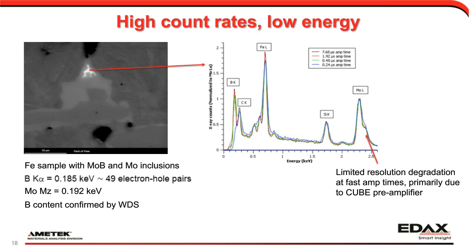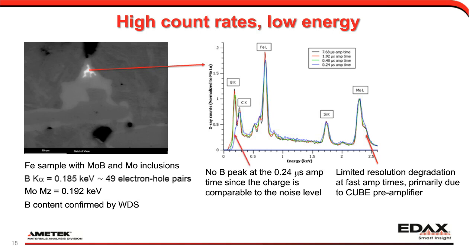The second problem we encounter, and that was also a question I could see, is that when you go to the 0.24, there's no boron in the spectrum. That's because the about 50 electron hole pairs is now comparable to the base noise level that we integrate over the 240 nanoseconds, or 0.24 microseconds, amp time. So basically, the noise, the variation of the voltage signal within that averaging time window, is comparable to the energy of the boron X-ray, which means it will be filtered out in the electronics.